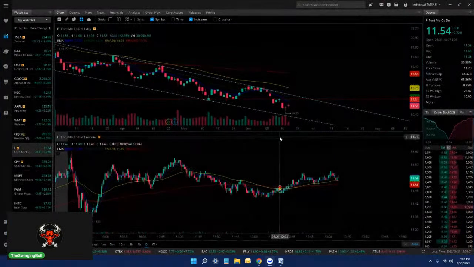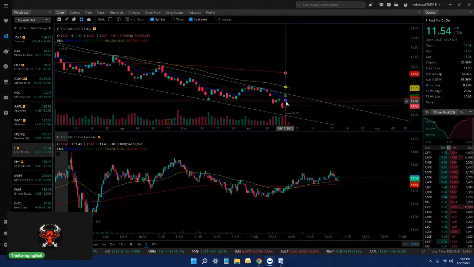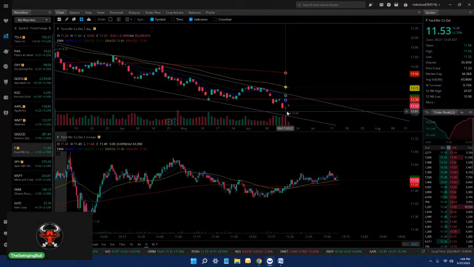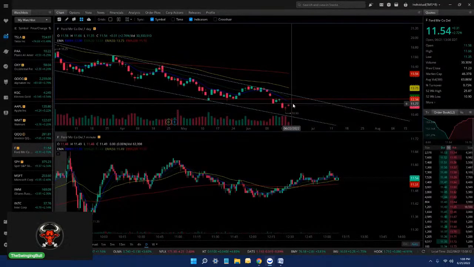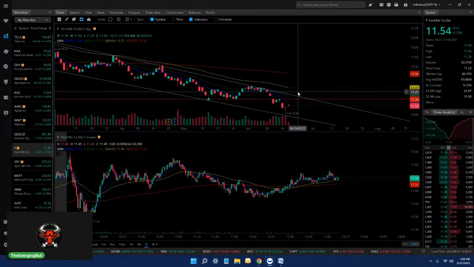So for instance, on this Ford play here, we could add a $100 entry when the price hits the bottom of this channel, and then if we do get a break to the upside, I would feel comfortable going ahead and adding another entry then.